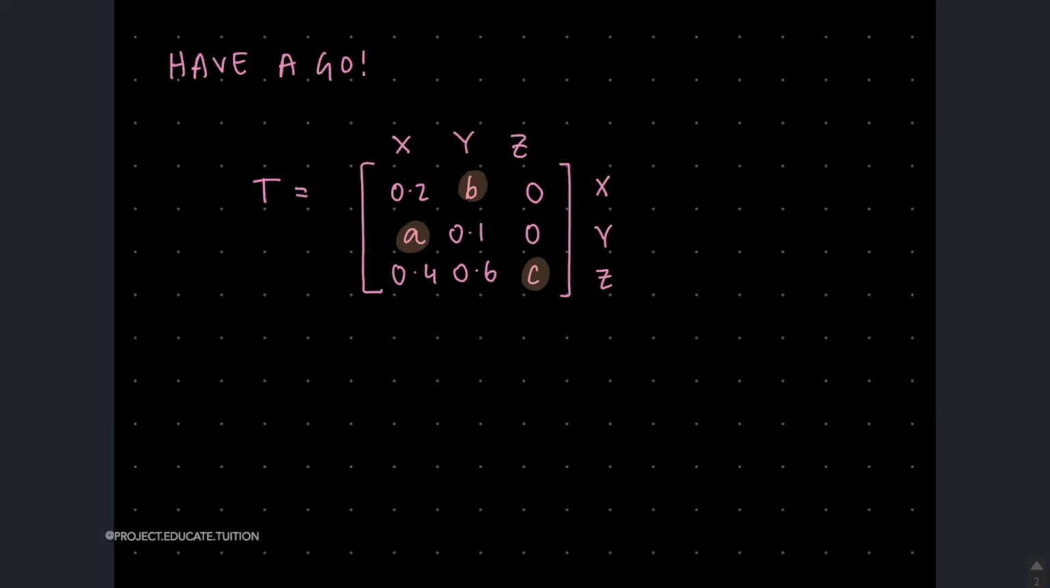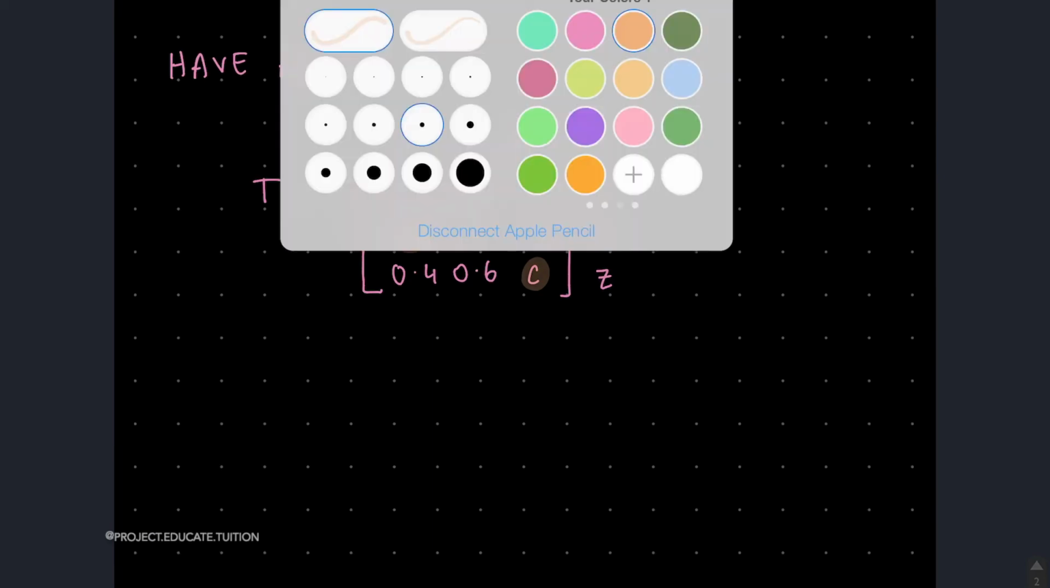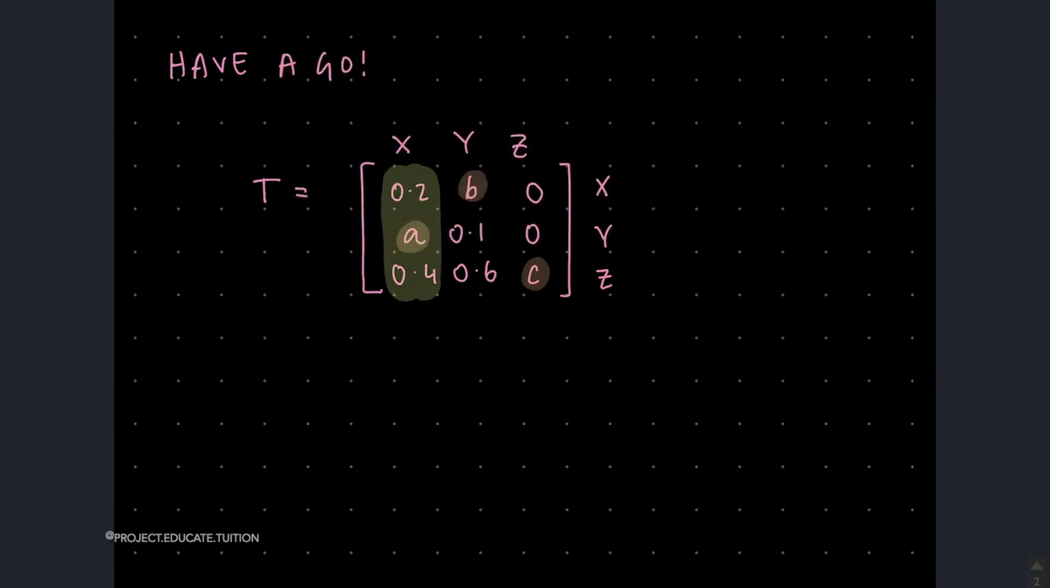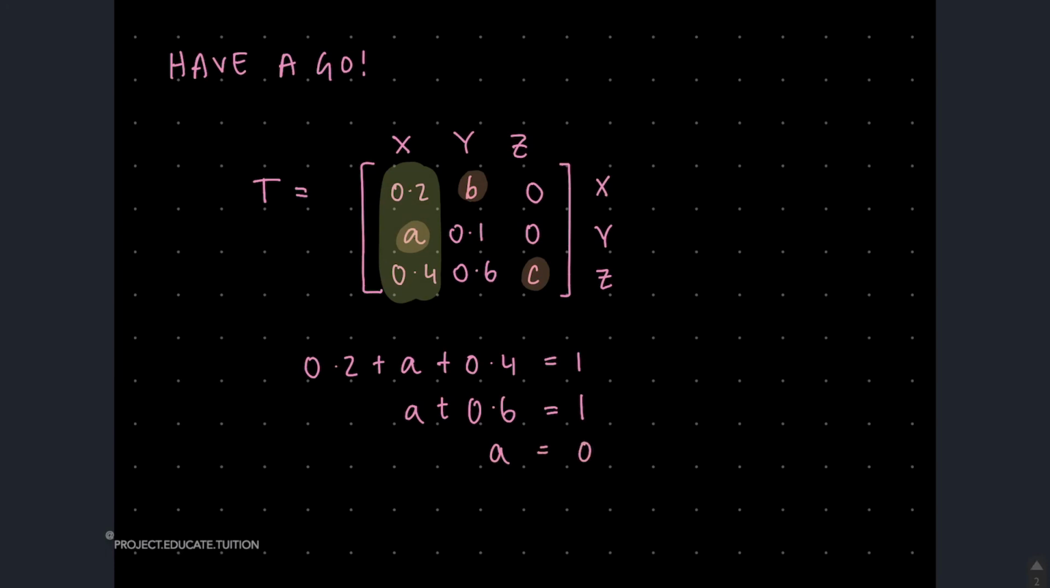Okay, so hopefully you've had a bit of a shot at this. Let's go through the answers. For the first column, we're just focusing on this first X column. Keeping in mind that all the values have to add up to 1, 0.2 plus A plus 0.4 must equal 1. When we add the like terms together, we get 0.6 plus A equals 1. Once we work that out, we find that A equals 0.4.